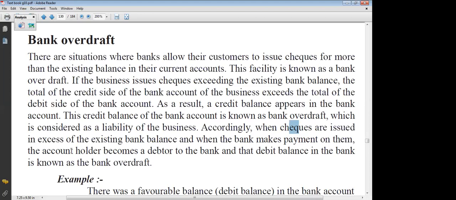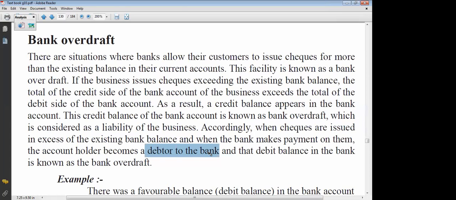on them, the account holder becomes a debtor to the bank. Now, from the bank side, the account holder needs to pay that amount to the bank. Payable balance to bank. From the bank side, that amount is receivable to the bank, the customer receivable. The balance receivable from a customer is an asset, a debtor to the bank.